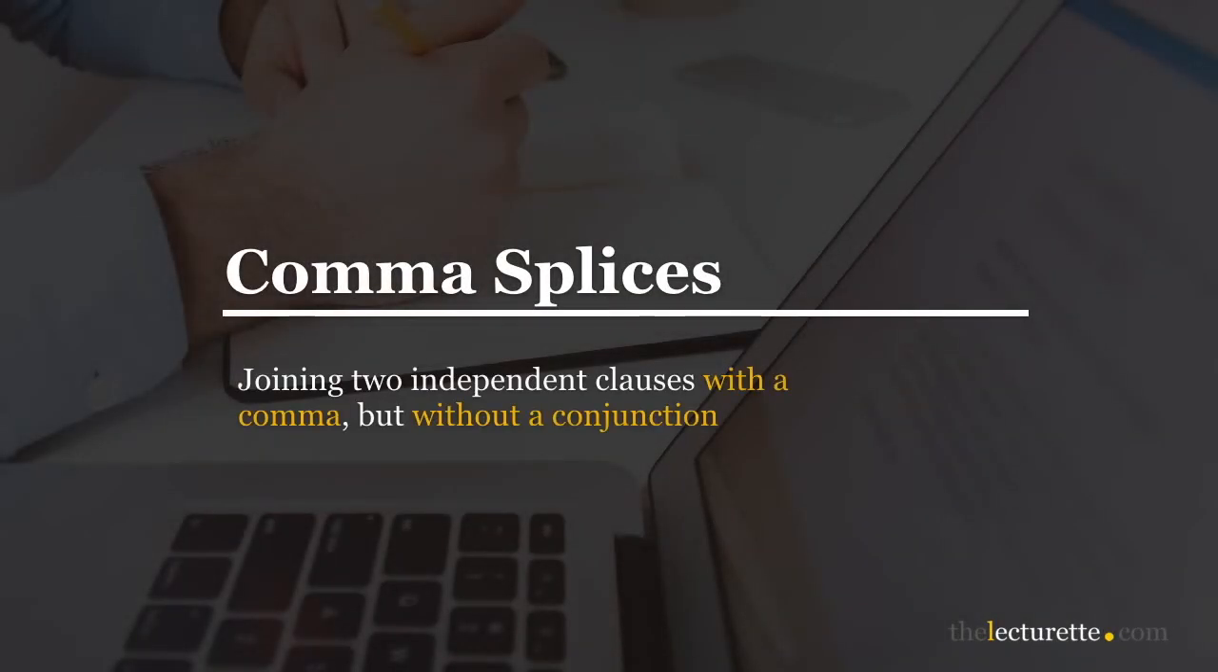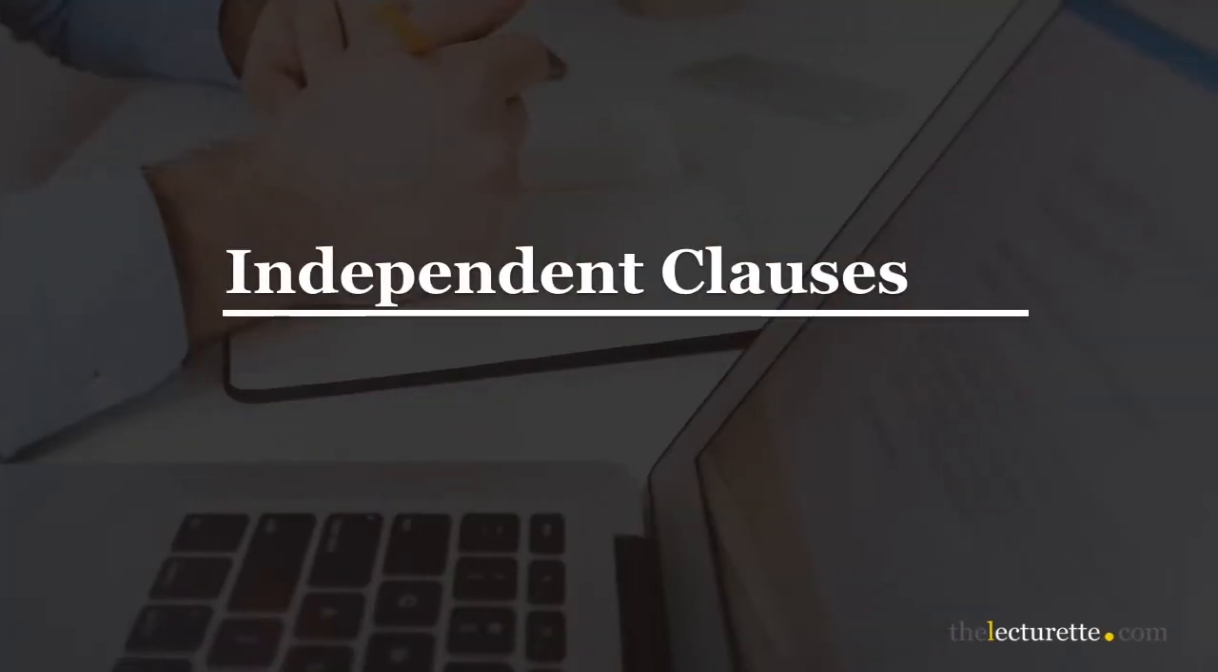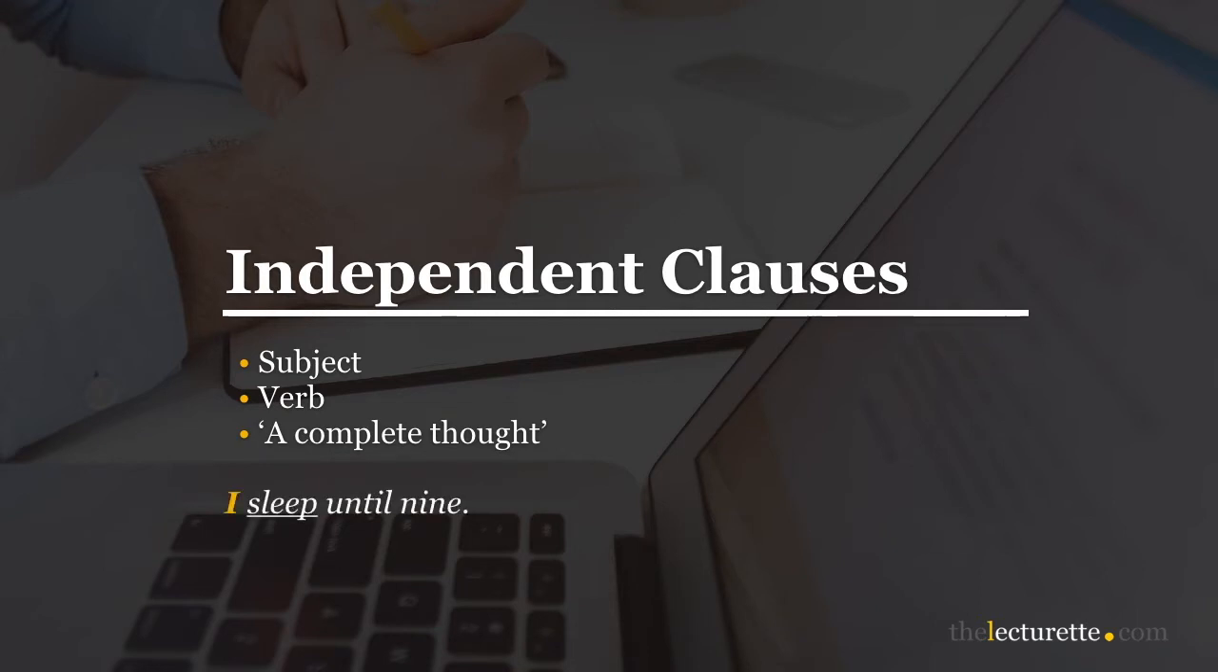You create a comma splice when you join two independent clauses with a comma, but without a conjunction. To be able to understand what that means, it's important to understand what an independent clause is and what a conjunction is. An independent clause is a clause that has a subject and a verb, and that expresses a complete thought. This means that an independent clause has a meaning on its own and does not need another clause to give it meaning. A simple example of an independent clause would be, I sleep until 9.